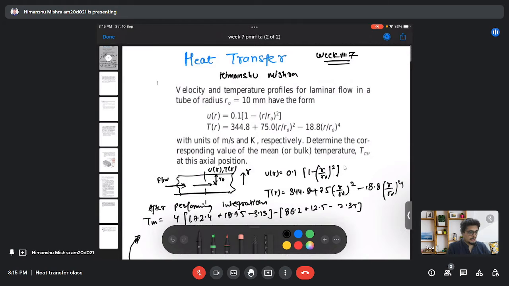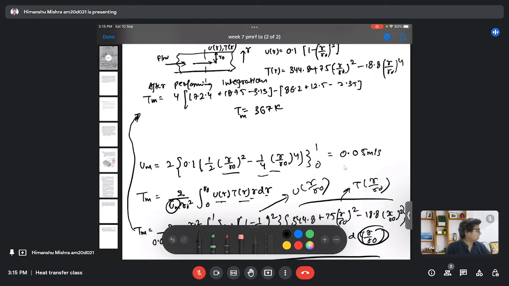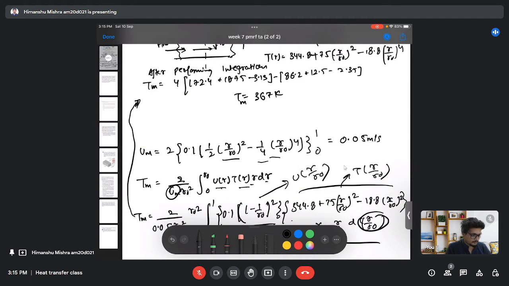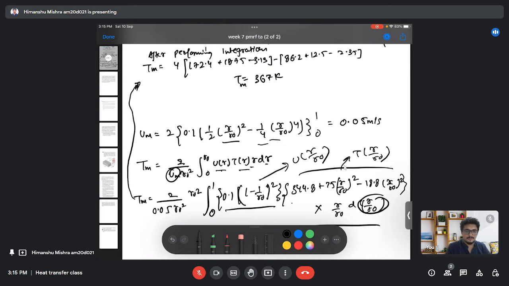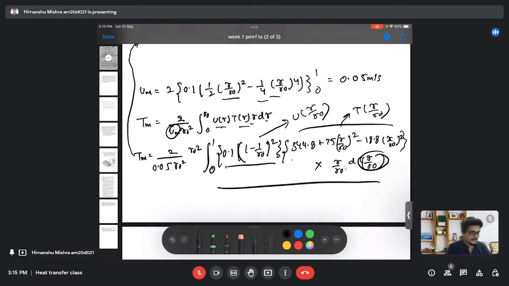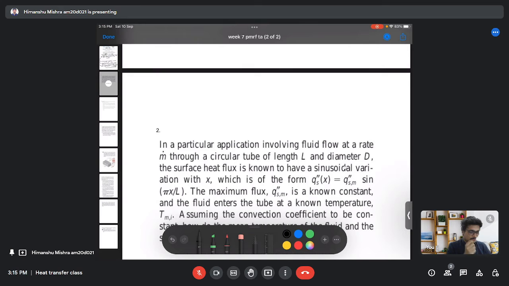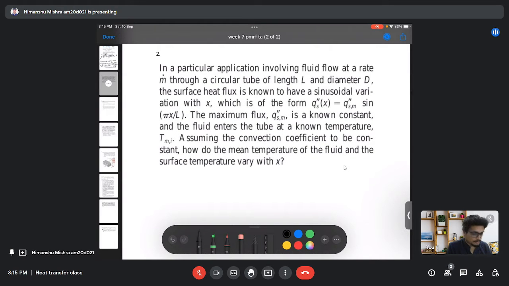So this was a simple problem. We were given the velocity and the temperature profile, and we just needed to find the average velocity and temperature. For this, we take the average of velocity and temperature. We non-dimensionalize the equation with respect to R0. We multiply and divide the expression with R0 squared, and then integrate the expression with respect to r by R0. We change the upper limit accordingly, from 0 to 1, and then we find the average velocity and temperature. Next, let's move to a different question, number 2.